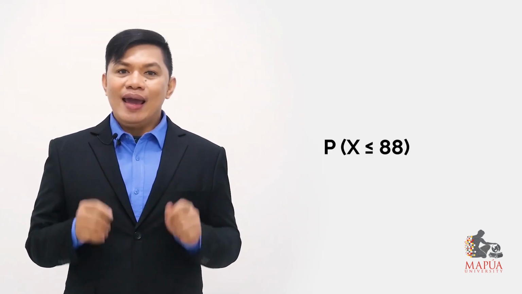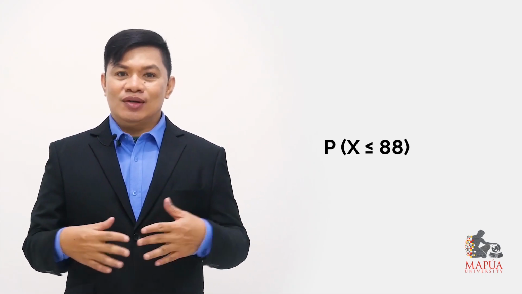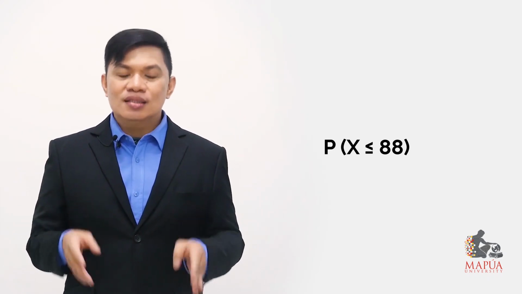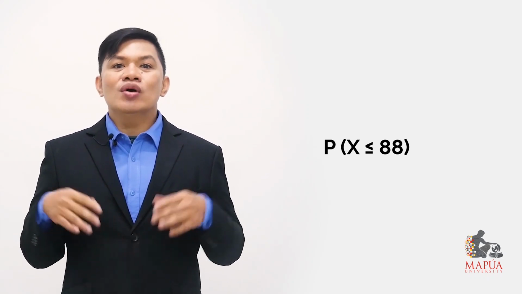So in the problem, we want the probability that x is less than or equal to 88. So the immediate symbolism of the first question is the probability that x is less than or equal to 88.